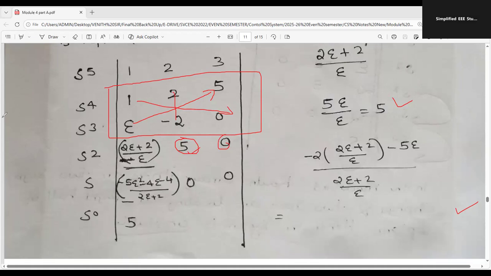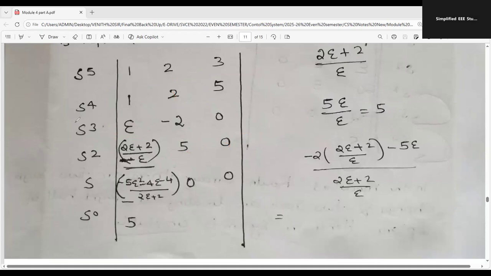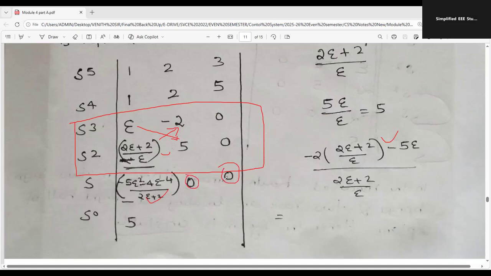If I found the value of the fourth row, I just want to calculate the fifth row because all the elements are essential. In order to calculate the fifth row, please consider the previous two rows, elements corresponding to s to the power 2 and s to the power 3. So again, do the cross multiplication. These two elements should be multiplied minus 5 epsilon divided by the corresponding element. Some simple calculation is required. Please do it accordingly, simplify it. Using the same principle, I found that these two elements are 0.